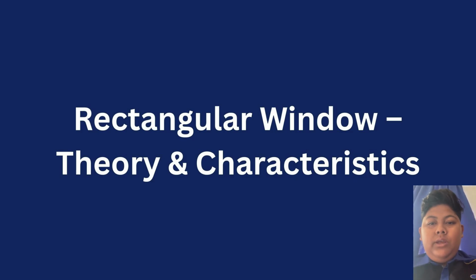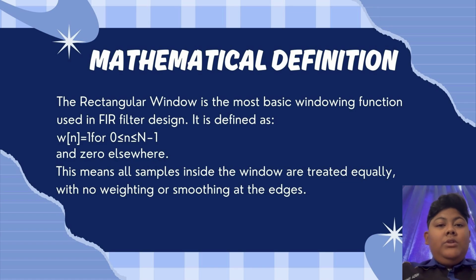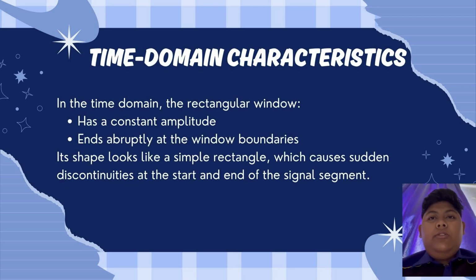Rectangular window, theory and characteristic. Mathematical definition. The rectangular window is the most basic windowing function used in FIR filter design. It is defined as this equation and zero elsewhere. It means all samples inside the window are treated equally, with no weighting or smoothing at the edge. Time domain characteristic. In the time domain, the rectangular window has constant amplitude at the window boundaries. Its shape looks like a simple rectangle, which causes sudden discontinuities at the start and end of the signal segment.